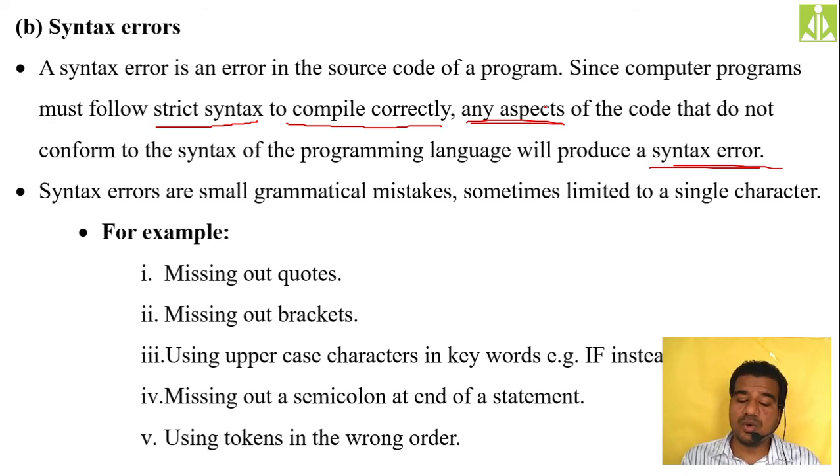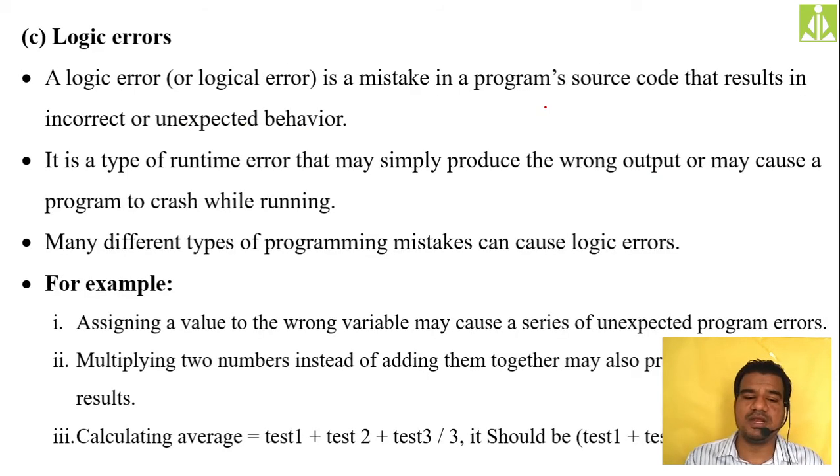Using tokens in the wrong order. Backslash n is a token, so if you use n backslash, you will get an error. So these types of grammatical and syntactical mistakes, if you commit them in your program, will generate syntax errors. And syntax errors, who will detect for us? The compiler will detect for us, and the compiler will list them for us.